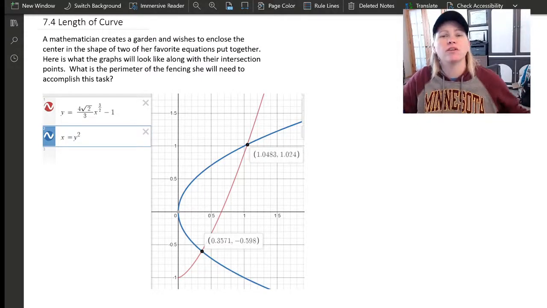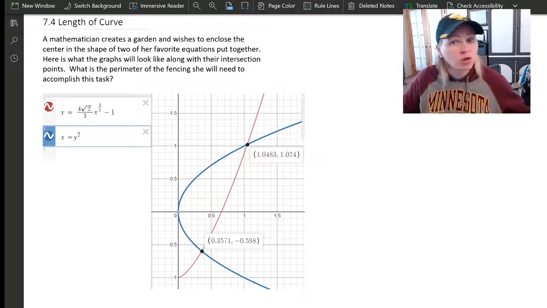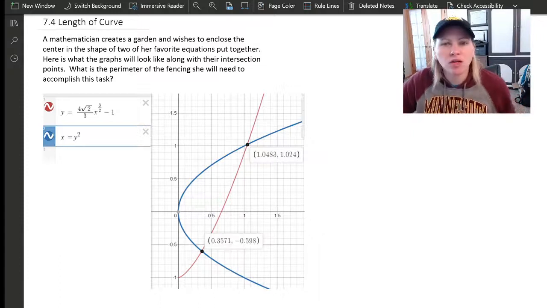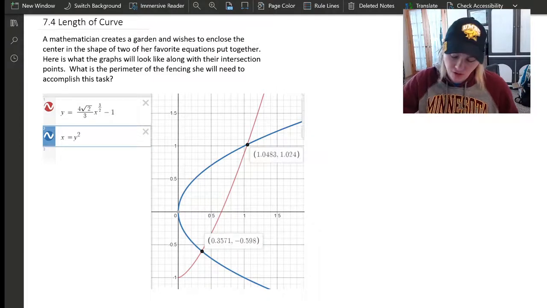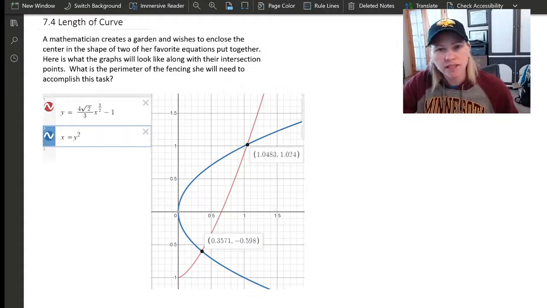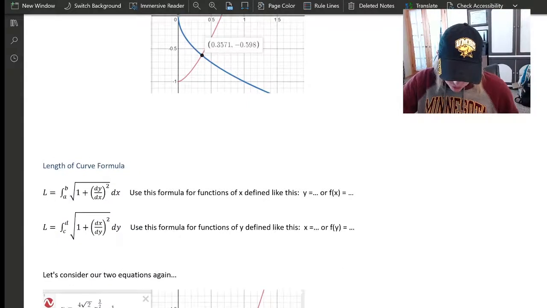Now, why these are her favorite equations, we'll never know, but they are, so it's what we have to work with. And what you may notice here is that these two equations are defined differently. One is defined as y equals some function of x, and another one is defined as x equals some function of y. And that's significant because we're going to change our formula based on how the function is defined. So we'll come back to this. Let's take a look at what the formulas are.